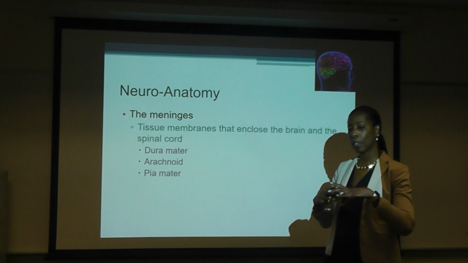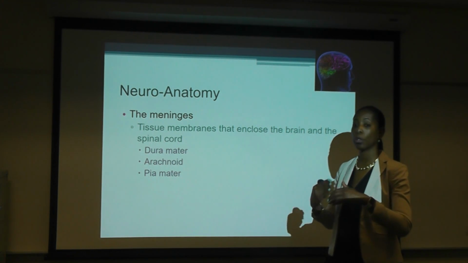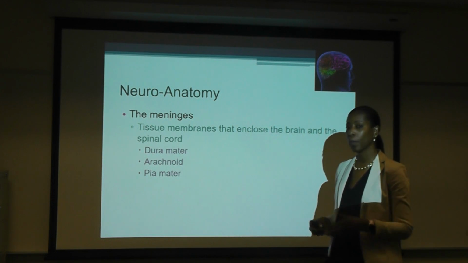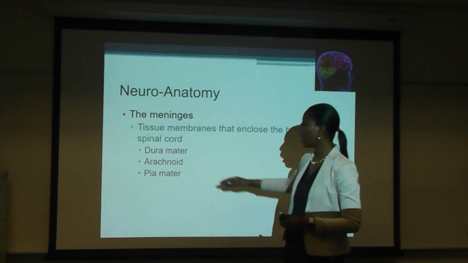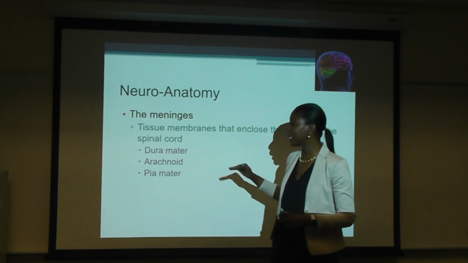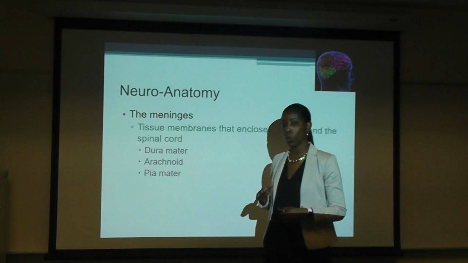The pia mater is really closely adhered to the brain, and it follows the brain in the gyrations wherever they go. Now, with the dura mater, above the dura is the epidural space. Below the dura is the subdural space.